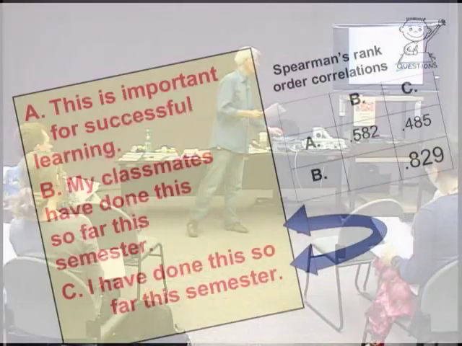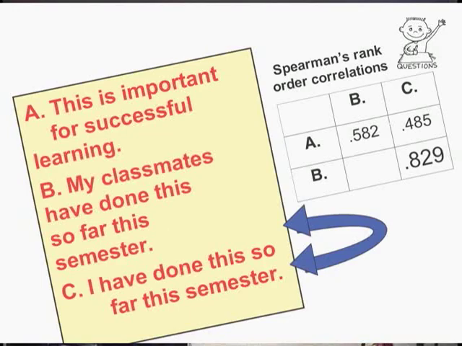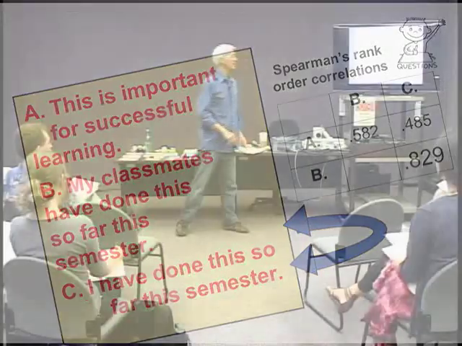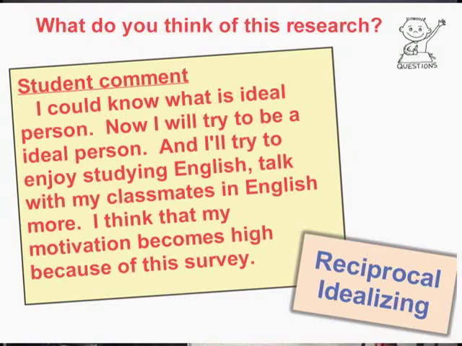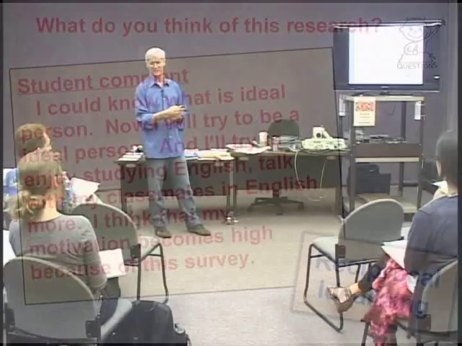And the correlations were also very strong. And this is actually a comment from a student that shows reciprocal idealizing. It says, "I could know what is ideal person. Now I will try to be an ideal person, and I'll try to enjoy studying English, talk with my classmates in English more. I think that my motivation becomes high because of this survey."